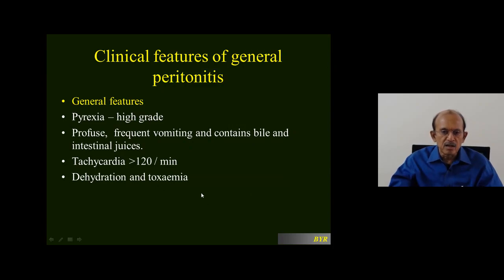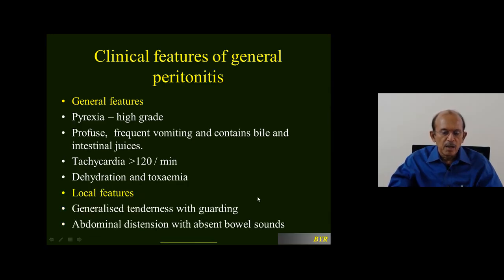There will be dehydration and toxemia producing oliguria. Local features: generalized tenderness with guarding, abdominal distension with absent bowel sounds because of reflex paralytic ileus. The reflex paralytic ileus produces this profuse, frequent vomiting with bile. Before general peritonitis, in appendicitis, the patient has only vomiting once or twice of gastric contents. Once peritonitis sets in, then patients will get bilious vomiting. So if an appendicitis patient is getting bilious vomiting, it means his condition is becoming bad.